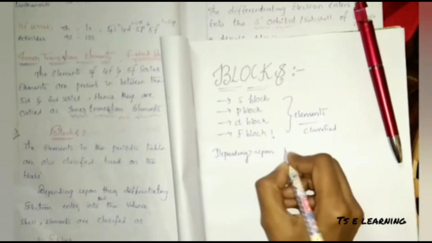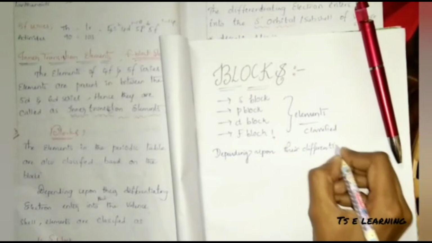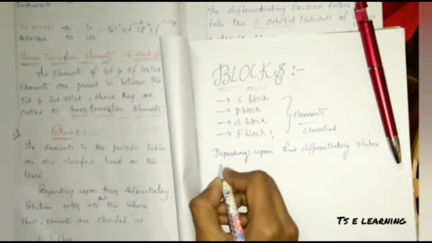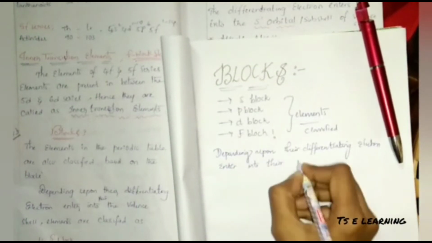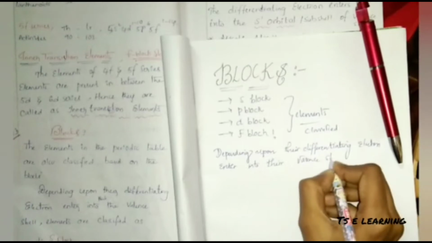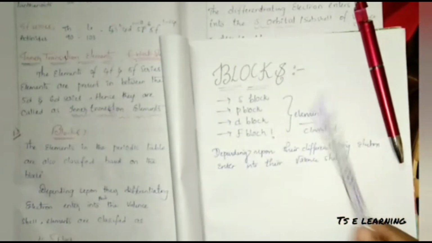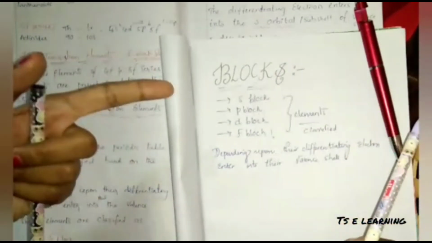This is how the elements in the periodic table are classified based on the blocks. That means depending upon their differentiating electrons entering into their valence shell, that means the last shell of the element, they are classified as SPDF blocks. We already knew. So let's go one by one. So here you are seeing the S block information.